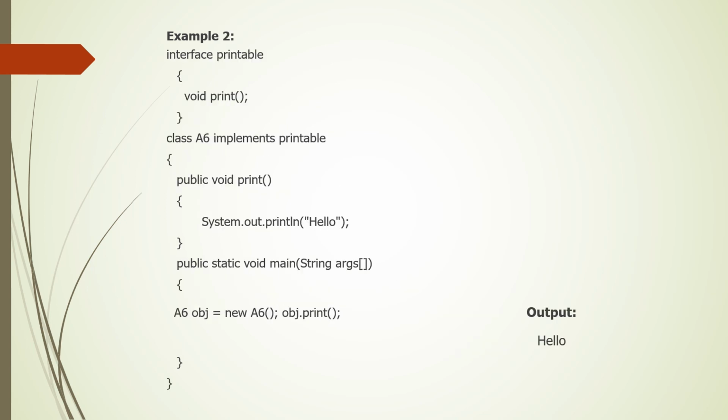Another example: the interface name is printable, and the class name is A6. Interface printable contains a method print. The class A6 implements this printable interface. It implements the print method as hello. It prints hello. And in the main method, we are creating an object for this class A6, and using that object name obj, we call the method print. So it prints hello.